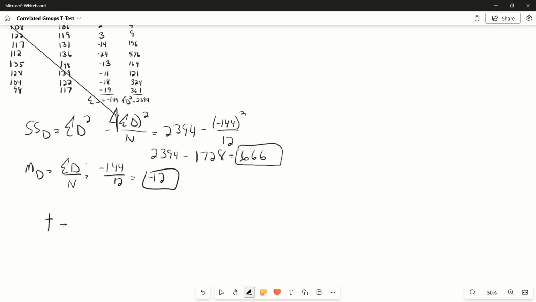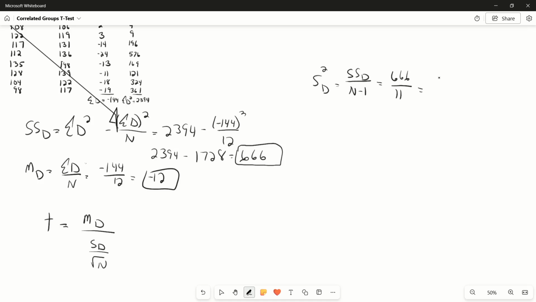So this is the formula again. T equals the mean of d over the standard deviation of d divided by the square root of n. So we need the standard deviation of d. So S of d, we've got to first find the variance, or S squared of d. That's equal to the sum of squares of d over n minus 1, number of pairs of scores minus 1. So the sum of squares of d is 666. N minus 1, n is 12. 12 minus 1 is 11.